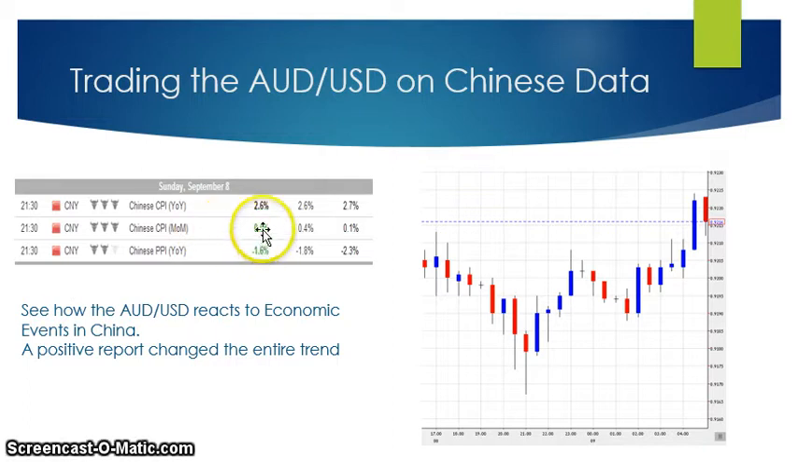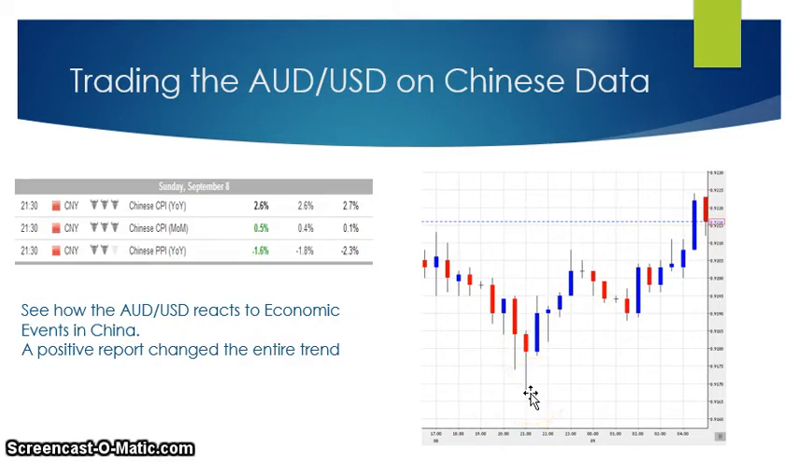Here we can see the results came out, and when you see the result in green, that means it's a better than expected result, meaning it beat analyst expectations, and it symbolizes growth. One event here was even, and then for two of these events, the report was good. Let me show you what happened at that time to the Aussie dollar against the US dollar. You can see it was going down here. This little candle right here is exactly when the report came out, and you can see that when the report came out, it actually changed the whole trend on the Aussie dollar against the US dollar.